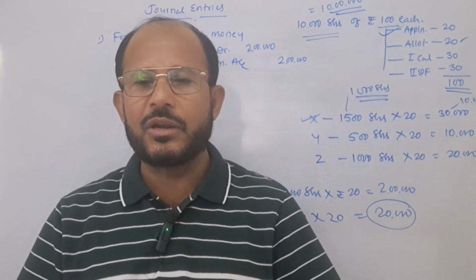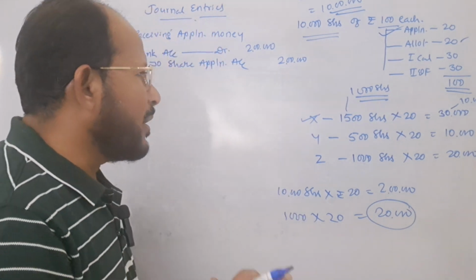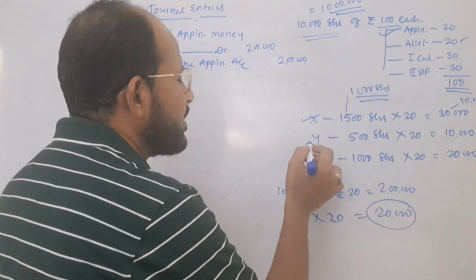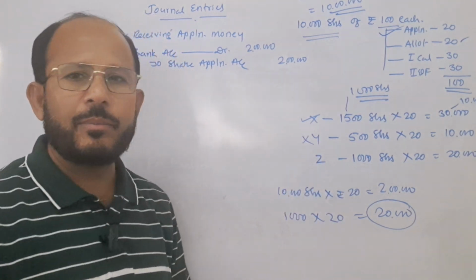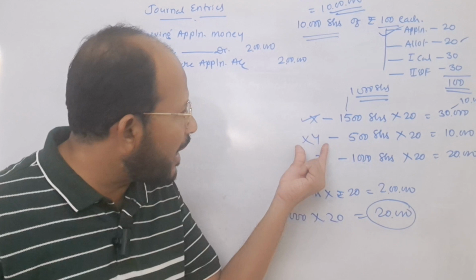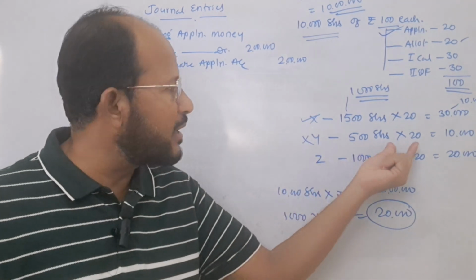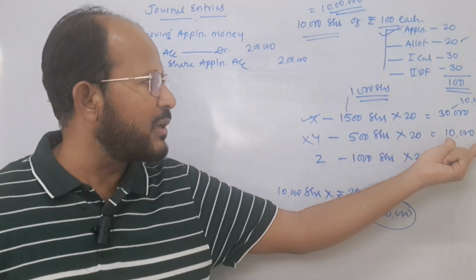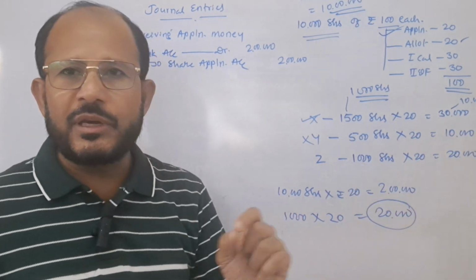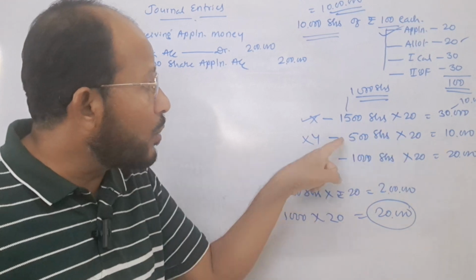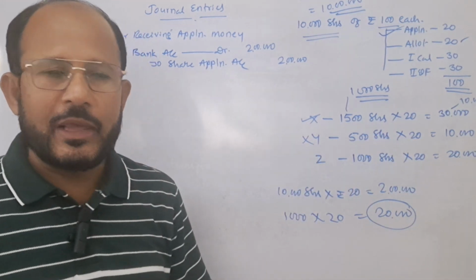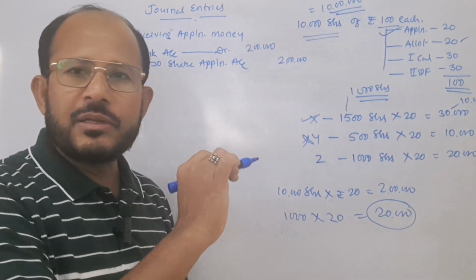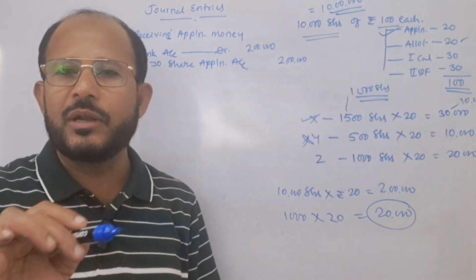In case the shares are not allotted, or the application is rejected, the amount will be returned to the applicants. Assume here Mr. Y had applied for 500 shares and rupees 20 is the application money he sent along with the application. How much does it come to? Rupees 10,000. But no shares are allotted to Mr. Y, which means Mr. Y is not going to be a shareholder of the company.